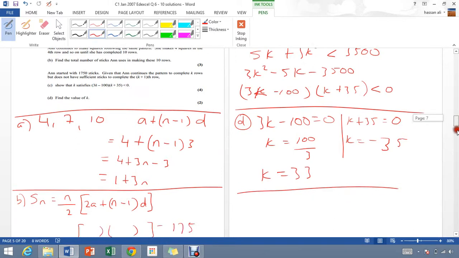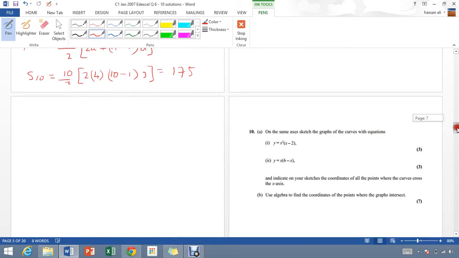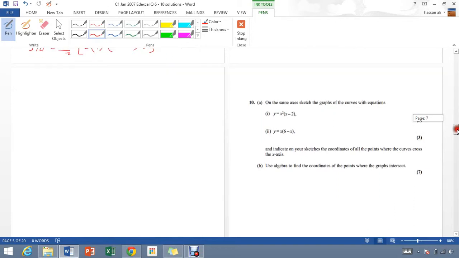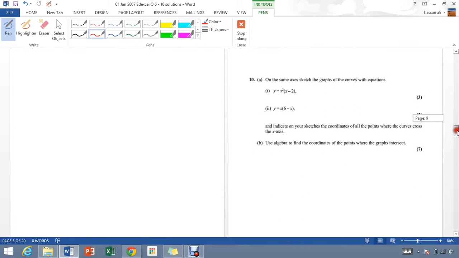Right, finally the last question. Okay, it says on the same axes, sketch the curve. Now again, it's asking you to sketch the curve for y equals x squared times (x minus 2). So what you have to work out is when y is 0, x will equal 2, or x will equal 0.